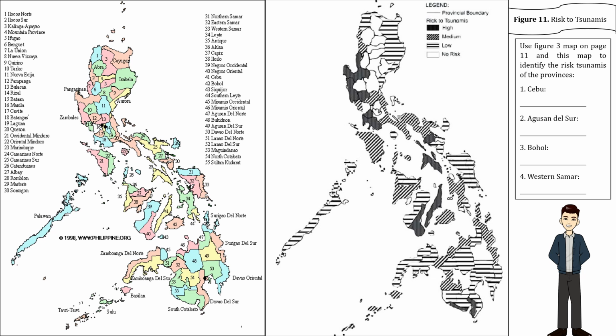Study the hazard map below, which is risk to tsunamis. You may also see it on page 14. Use the Figure 7 map or political map of the Philippines on page 11 and this map to identify the risk to tsunamis of the given provinces: Cebu, Agusan del Sur, Bohol, Western Samar.